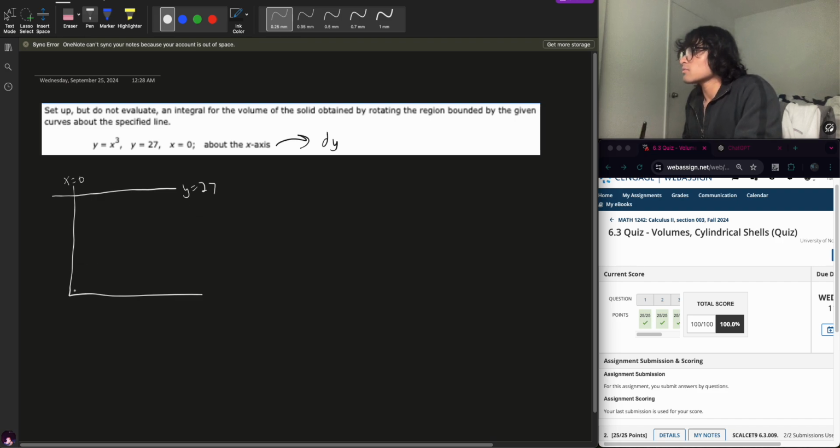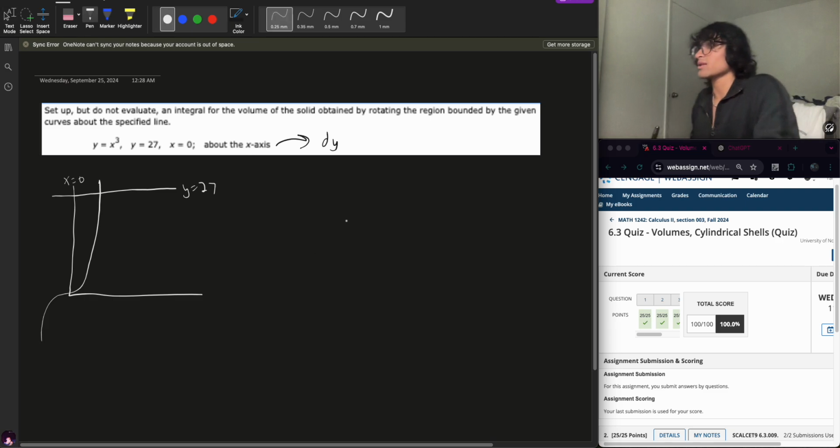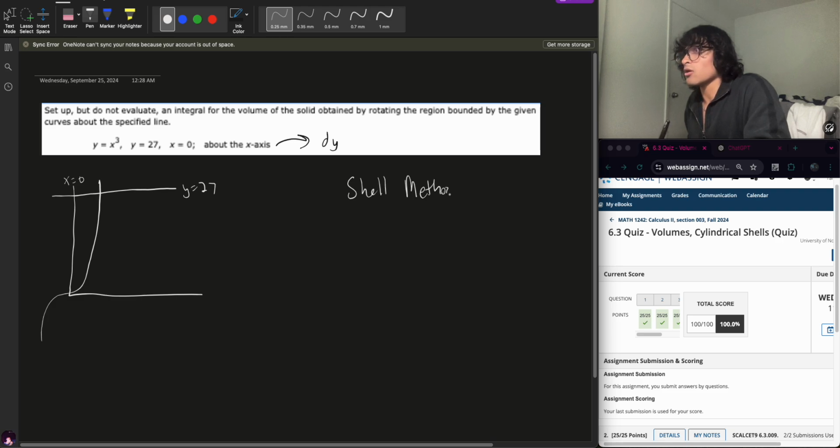And then we have y equals x cubed, which is going to look something like this. All right. Because we're rotating it about the x-axis, to be honest, what I would like to do, since we still are managing with the shell method, because remember, shell method, gotta write this down all the time.